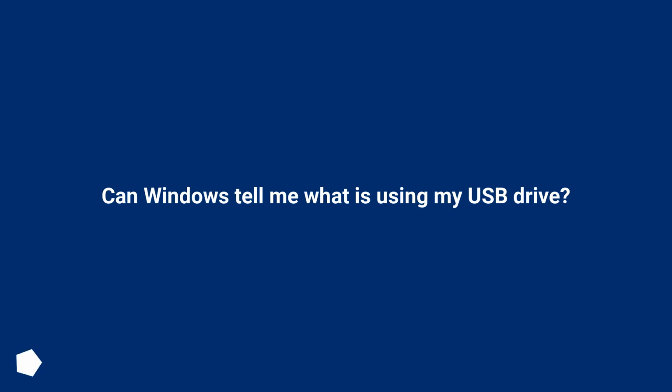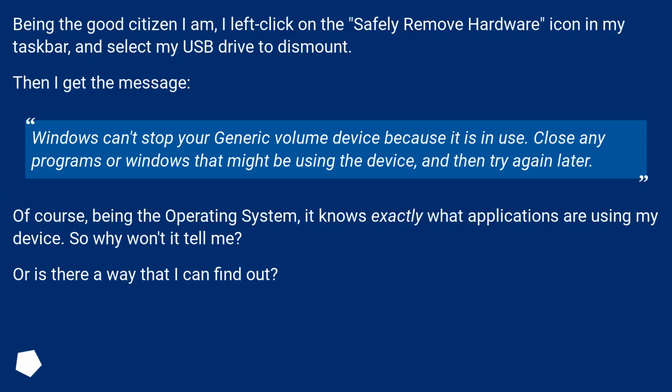Can Windows tell me what is using my USB drive? Being the good citizen I am, I left-click on the Safely Remove Hardware icon in my taskbar, and select my USB drive to dismount. Then I get the message: Windows can't stop your generic volume device because it is in use. Close any programs or windows that might be using the device, and then try again later.